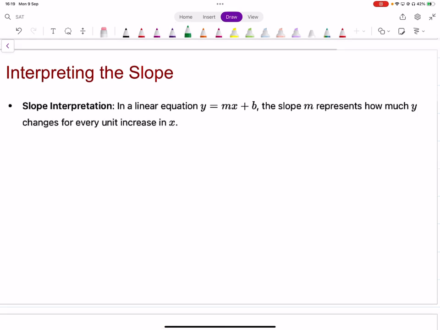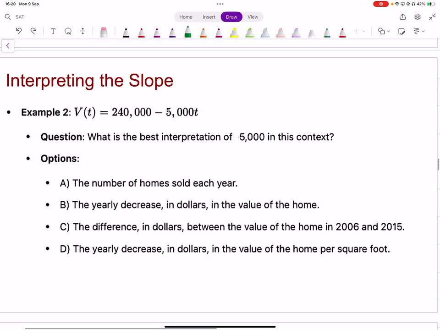Slope we already discussed before, right? How do you interpret a slope in this form? It represents how much y changes for every unit increase in x, right? We talked about this before. If x increases by 1 unit, how much does y change? That is what m represents, right? We talked about this in the previous topic as well. Let's apply that as well now.